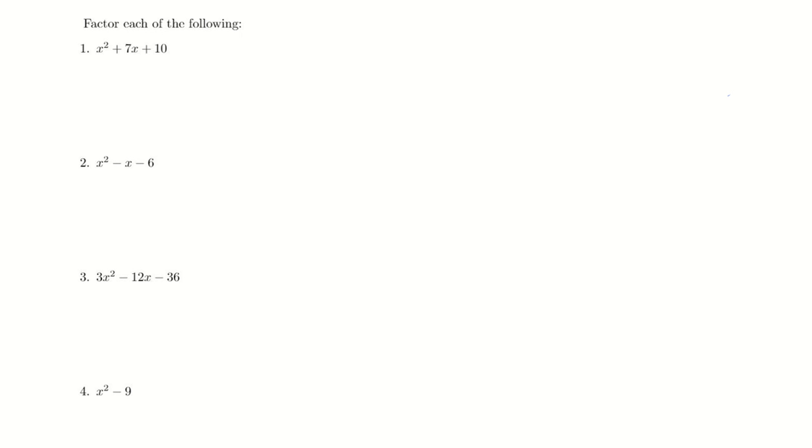So we're trying to find a product of 10 and a sum of 7. We're looking for a pair of numbers that satisfy this. So we could list out all the factor pairs of 10: 1 and 10, 2 and 5. We're looking for the pair that sums to 7. So that pair is 2 and 5. Therefore, the factored form of this equation is x plus 2 times x plus 5.